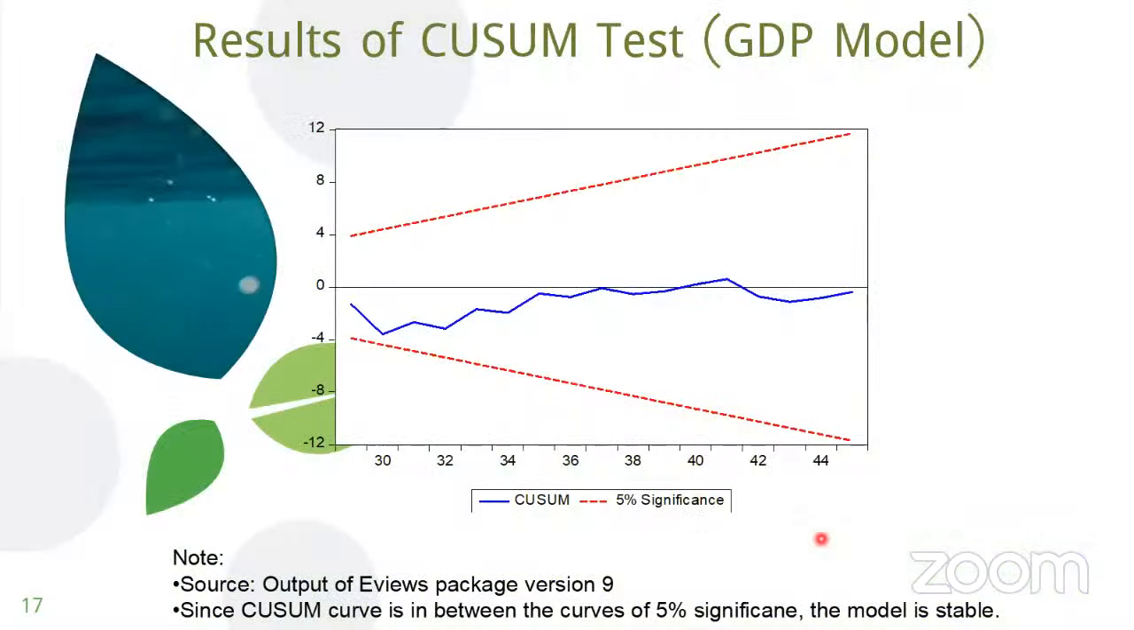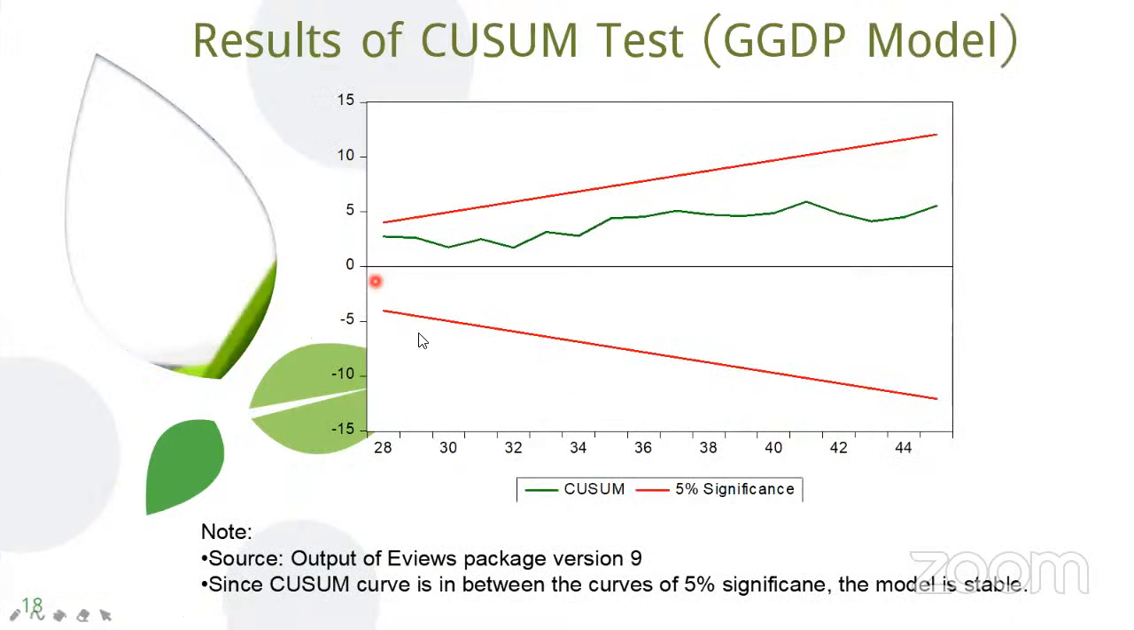Then I've also done the CUSUM test for both the GDP and green GDP models. From the CUSUM test, it has been revealed that the curve is between the 5% significance level. That means the model for GDP is stable. And again, when we did the same CUSUM test for the green GDP model, it was seen that the curve lies between the 5% significance level. That means the green GDP model was also stable.